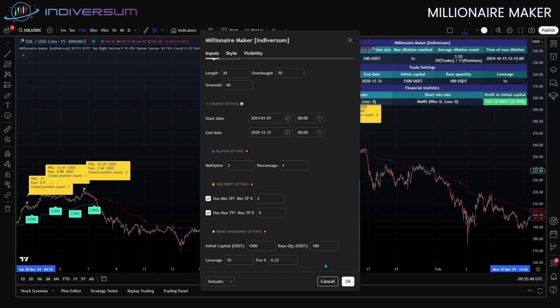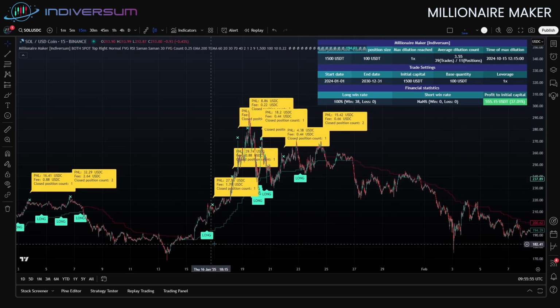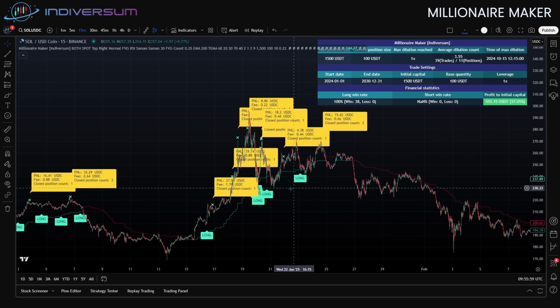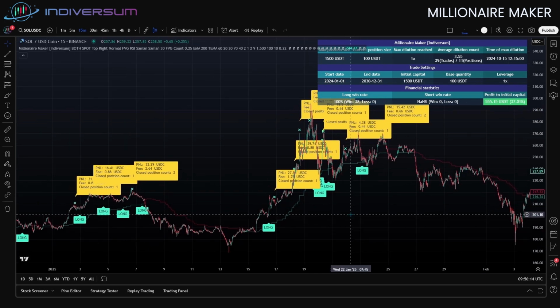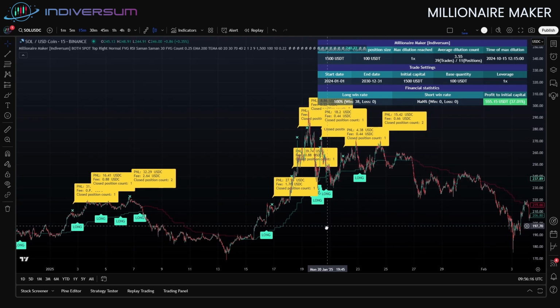As you can see, with the right settings, the possibilities with the Millionaire Maker Indicator are practically endless. Whether you're looking to fine-tune your entries, optimize your risk management, or maximize your profits, this tool gives you full control over your trading strategy. By leveraging its advanced AI-driven features, you can adapt to any market condition and take your trading to the next level. And that's it. Now you know how to set up the Millionaire Maker Indicator and optimize it for your trading strategy.